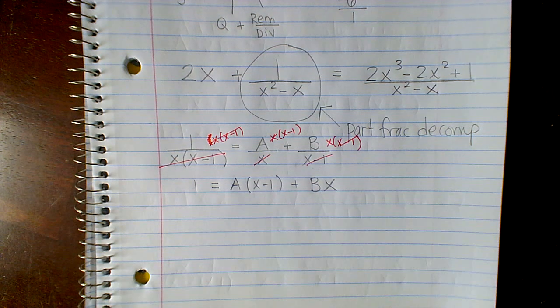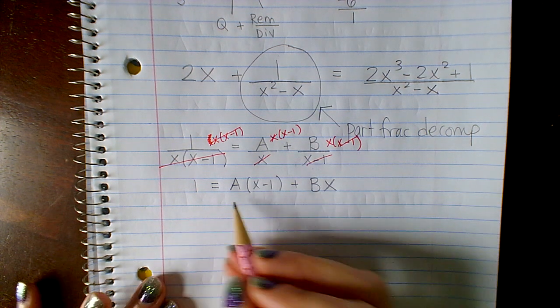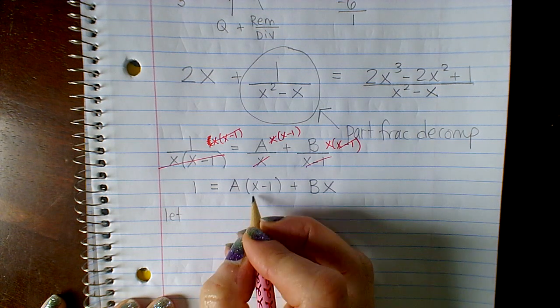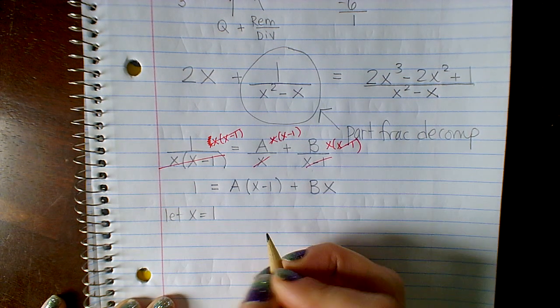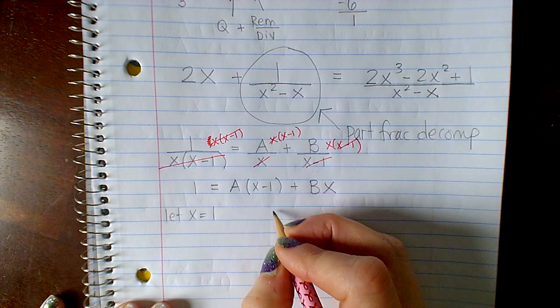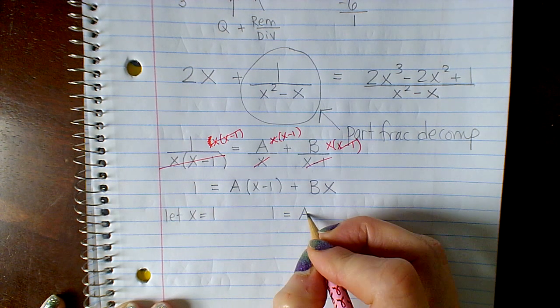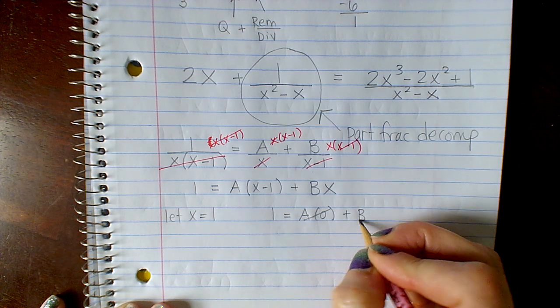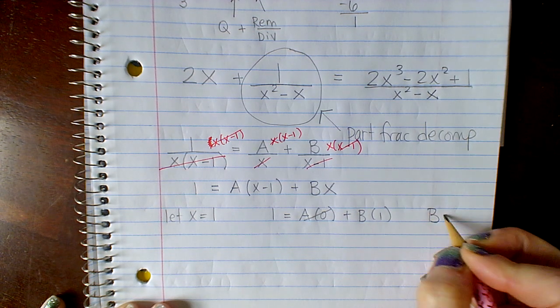Now we get to pick what we want to let x equal to solve for a and b. So, to get rid of a, let's let x equal 1. This left-hand side, super nice. It's just 1. It's just a constant. So we have a times 0. Don't even have to write that. And then b times 1. That just gives me b equals 1.